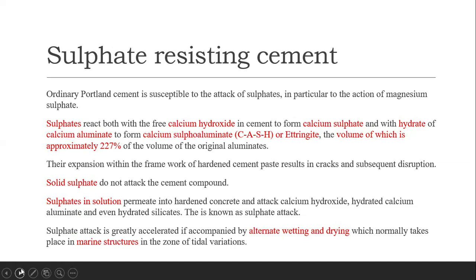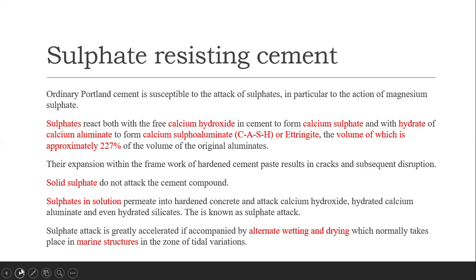The main concern is the sulfates. Generally, sulfates react with the calcium hydroxide present inside the cement and form ettringite. And ettringite tends to increase the volume by 227 times, because of which cracking of concrete takes place. So to resist sulfate attack inside the concrete, people use this type of cement to enhance the resistance against the sulfates.